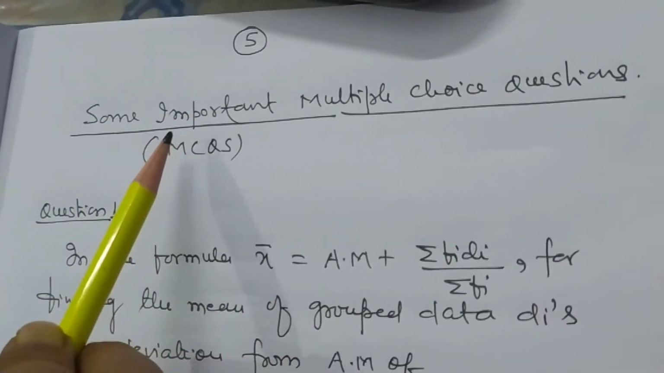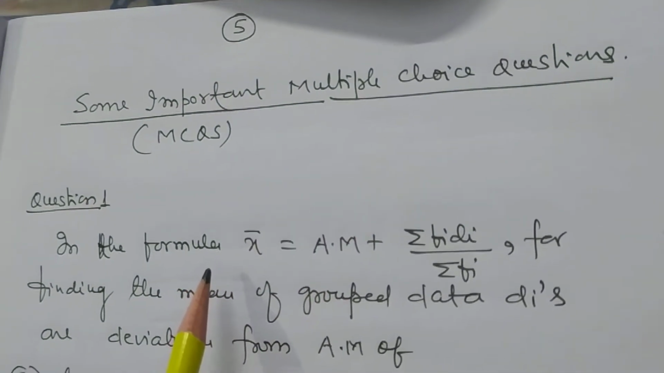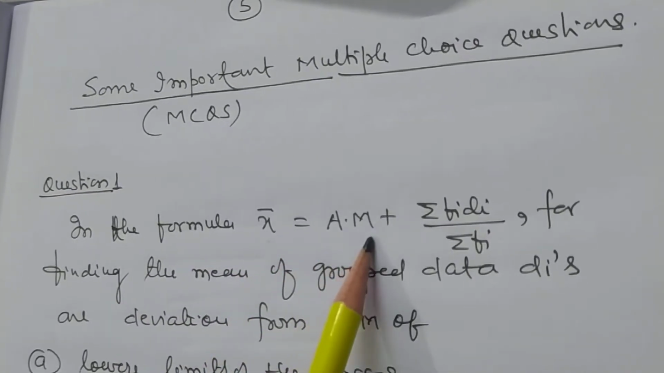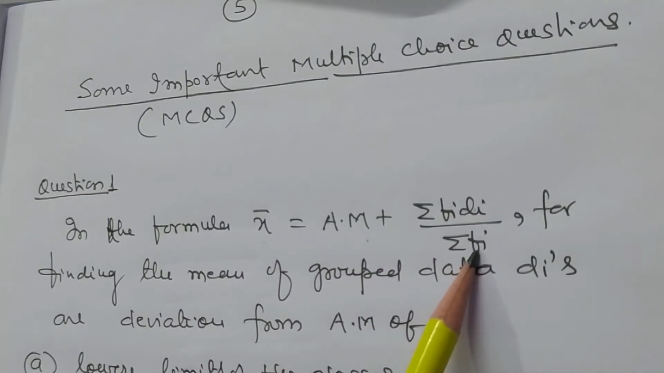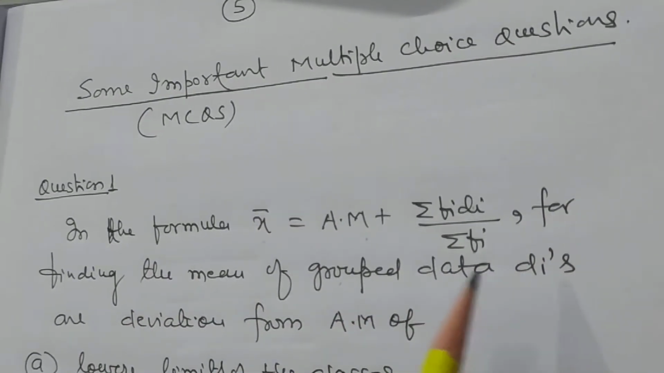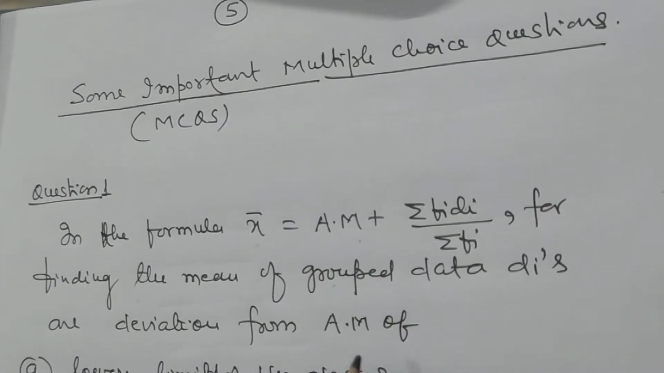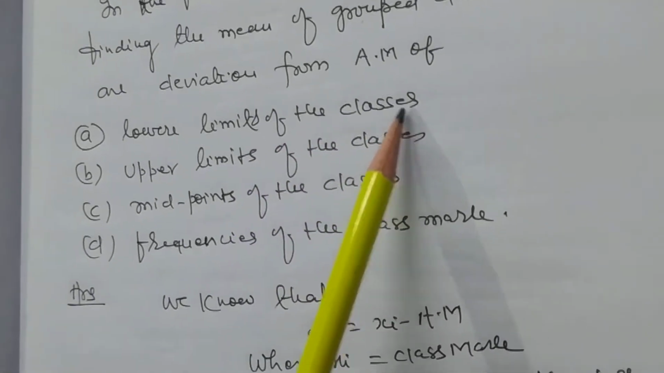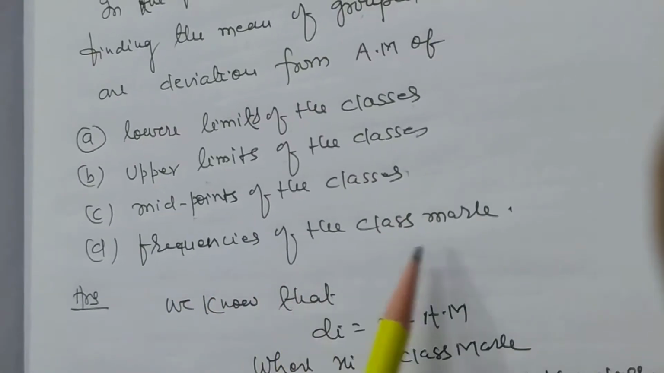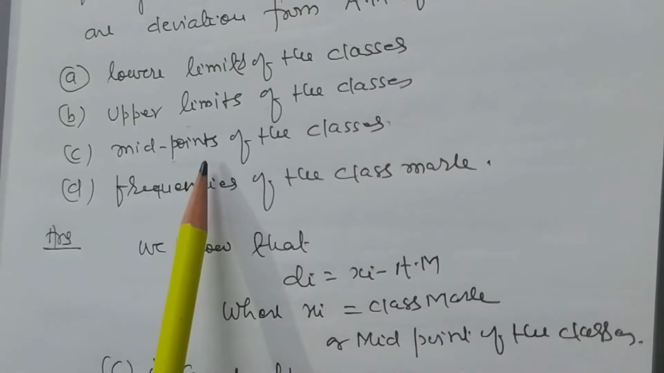My dear students, now I want to discuss some multiple choice questions which are based on this formula. In the formula x bar equals arithmetic mean plus sigma fi di by sigma fi, for finding the mean of grouped data, di's are deviation from arithmetic mean of: lower limit of the classes, upper limit of the classes, midpoint of the classes, frequency of the class mark. Now, option C is correct.